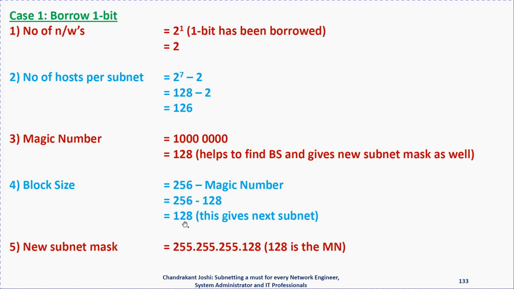Now this particular value will give us the next subnet. Now in this case magic number is 128, block size is also 128. So don't get confused. The next subnet is given by the block size, and the new subnet mask is given by the magic number. Make these things very clear. Block size gives the next subnet, magic number gives the new subnet mask. So subnet is the network, subnet mask is the value corresponding to the network.